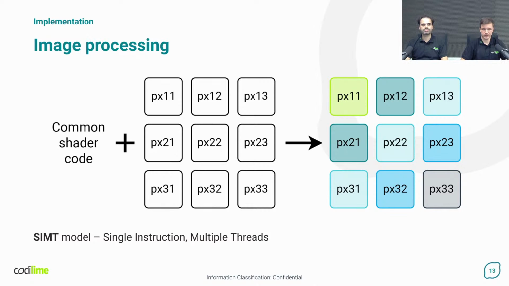They operate in what's called SIMD model, which is single instruction, multiple threads. And this means that a single instruction is executed by multiple threads, in this case executing this common shader code on multiple pixels at once in parallel. If we wanted to execute different code on each of these pixels, this would work much slower. So it's important that this code is common.